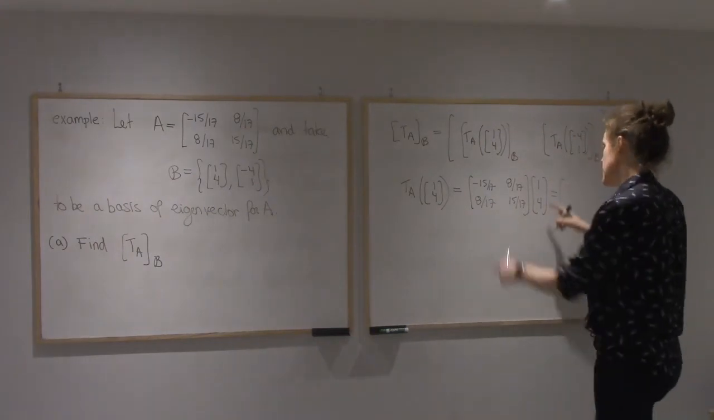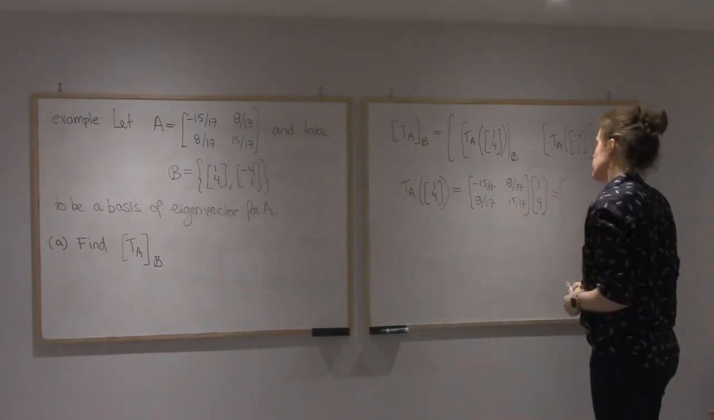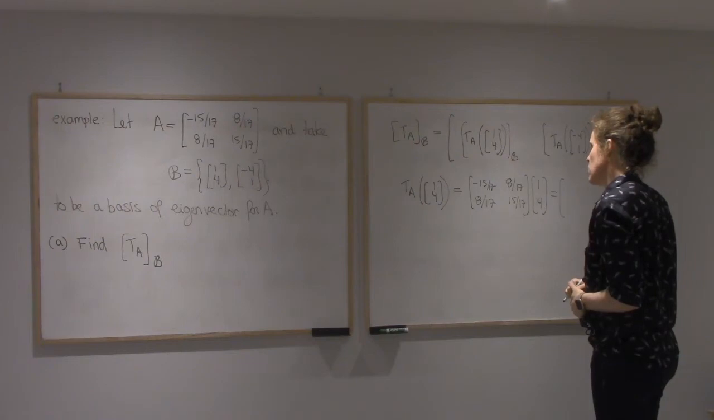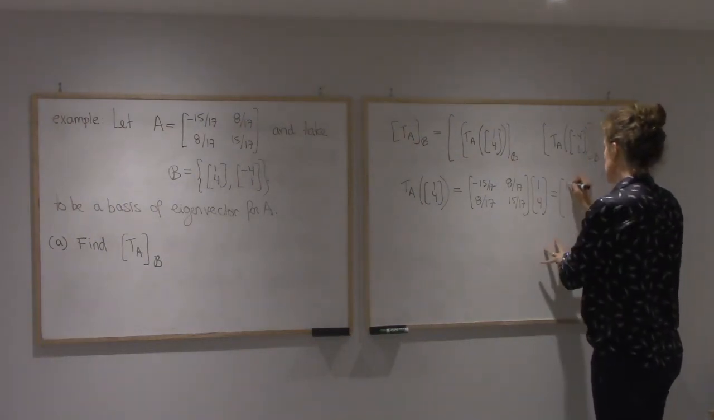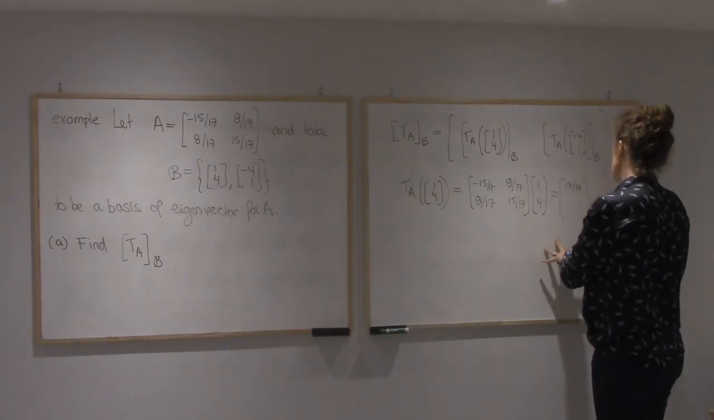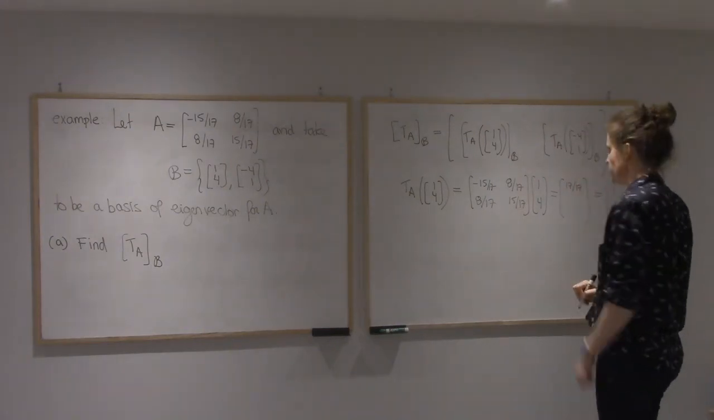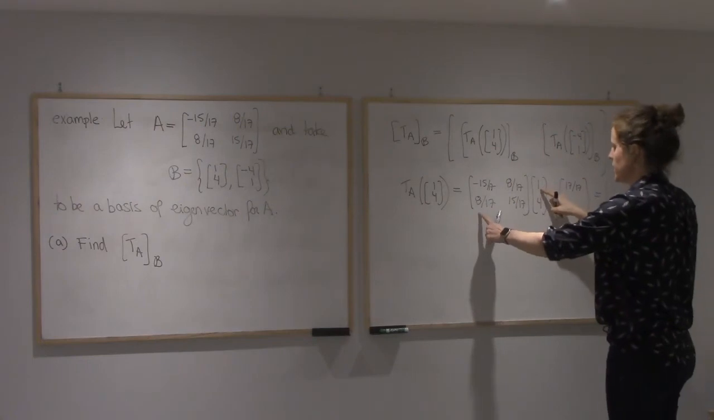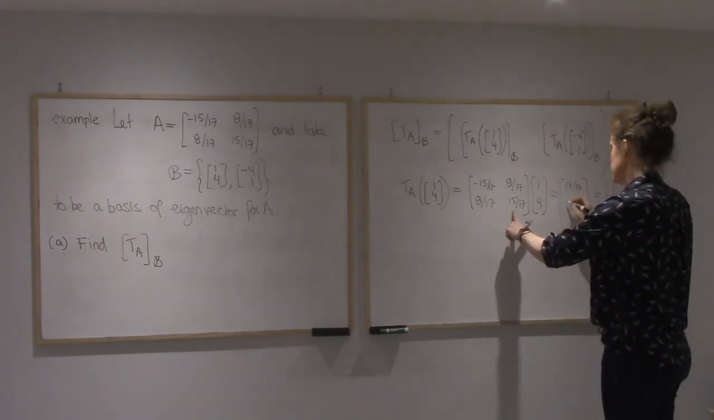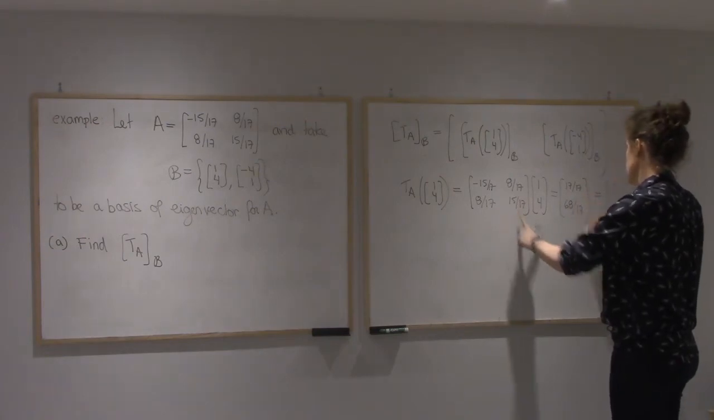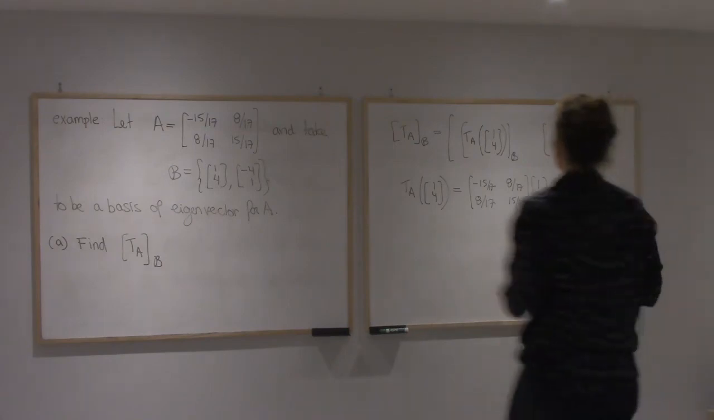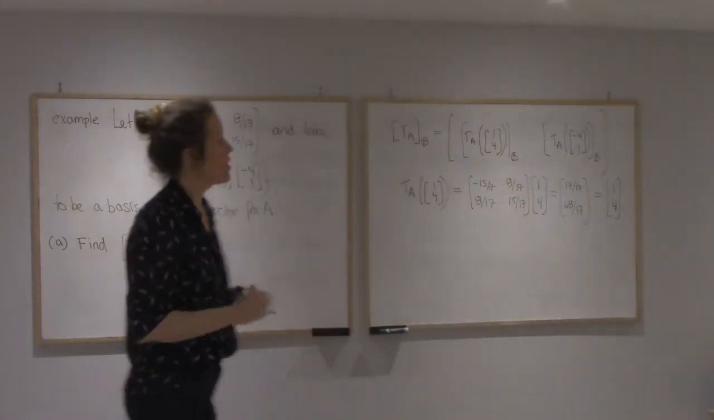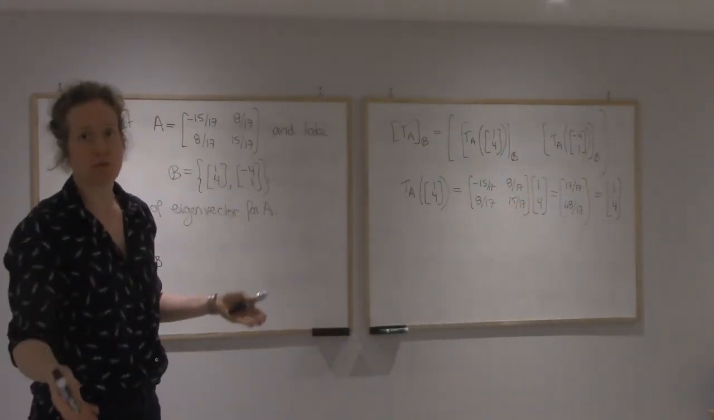What I'll get is minus 15 plus 32, so that's 17 over 17. So I get 1. Then I get 8 plus 60, and I get 4. Alright, so the vector TA of 1, 4 is again the vector 1, 4.